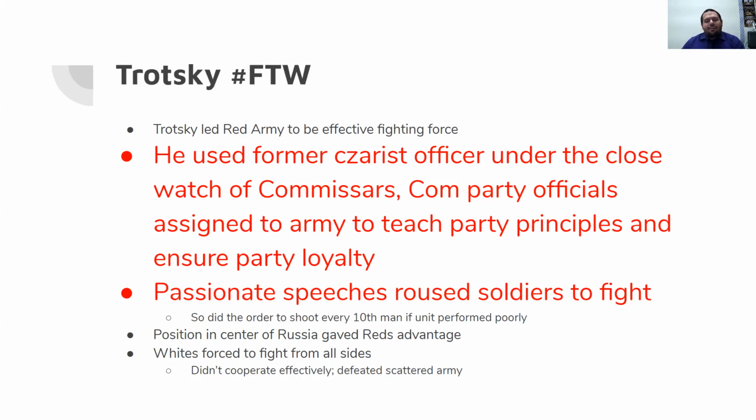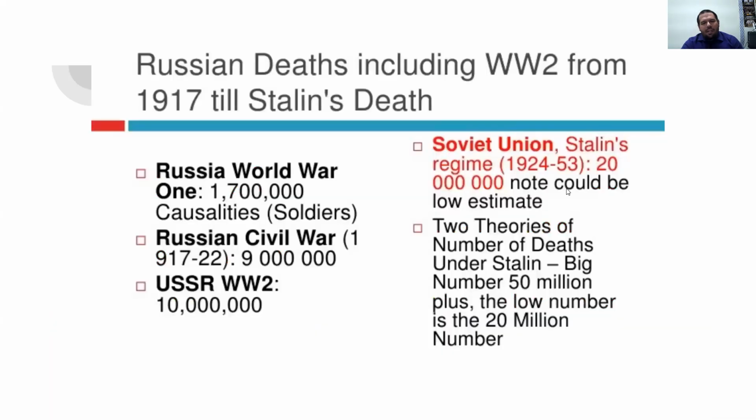And the position in the center of Russia gave the communists the advantage. The whites were forced to fight from all sides. And as we learned from World War I, and later World War II, fighting from all sides is not a good idea. The whites didn't cooperate effectively and they were easily defeated. That's Leon Lev Trotsky. You don't need to write this down, even though it's in red. I found this picture and I just wanted to show it.